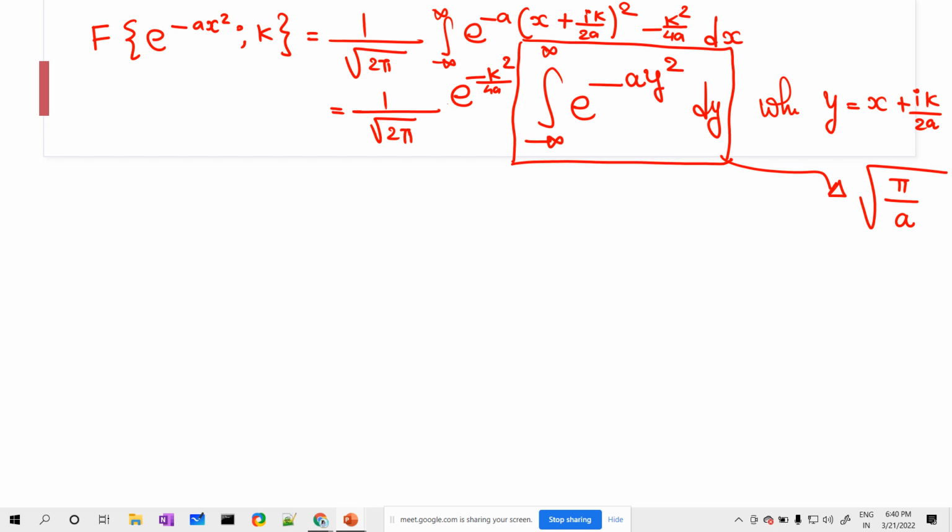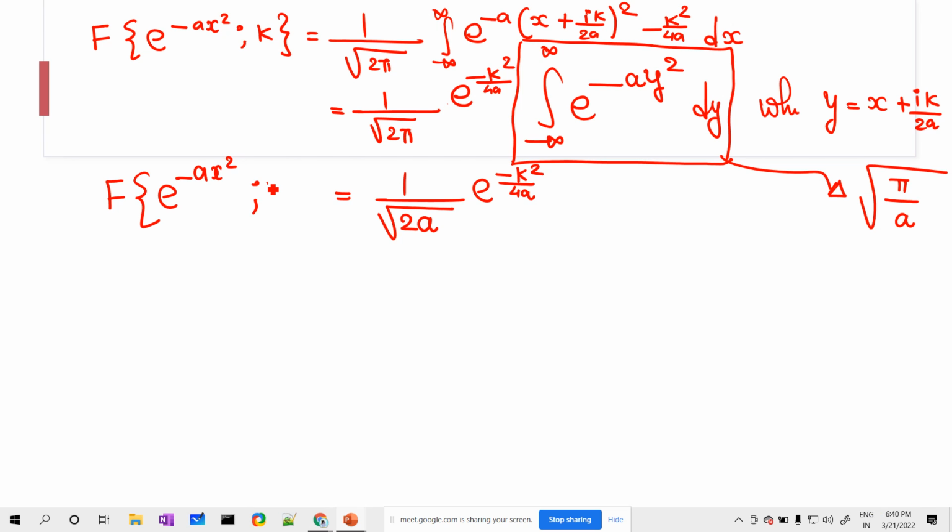So if I use that value, the answer is root pi by a. So root cancels, so it is 1 by root 2. Root pi cancels, so it is 2a e raised to minus k square by 4a. Right, so ultimately, finally, we were able to find out the Fourier of e raised to minus ax square converted to variable k.